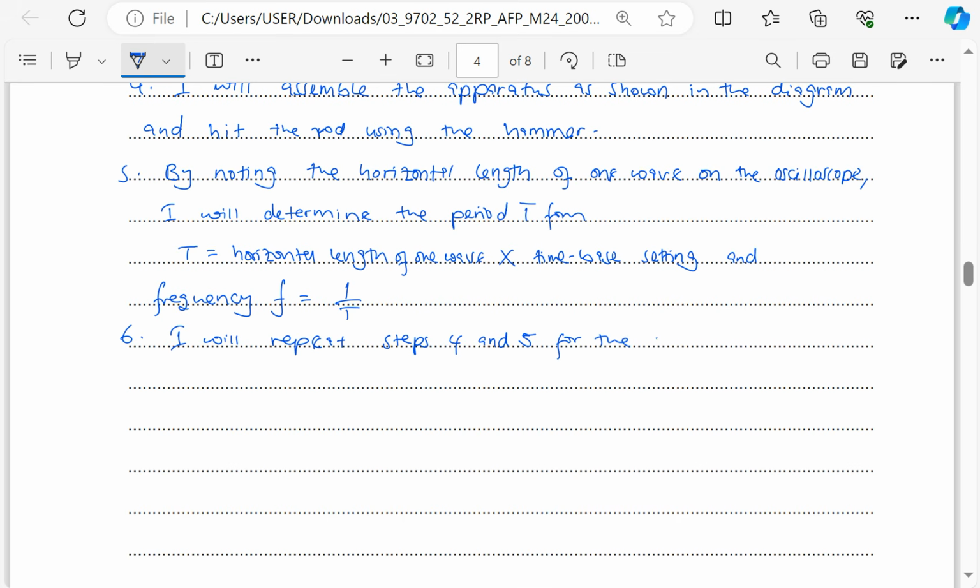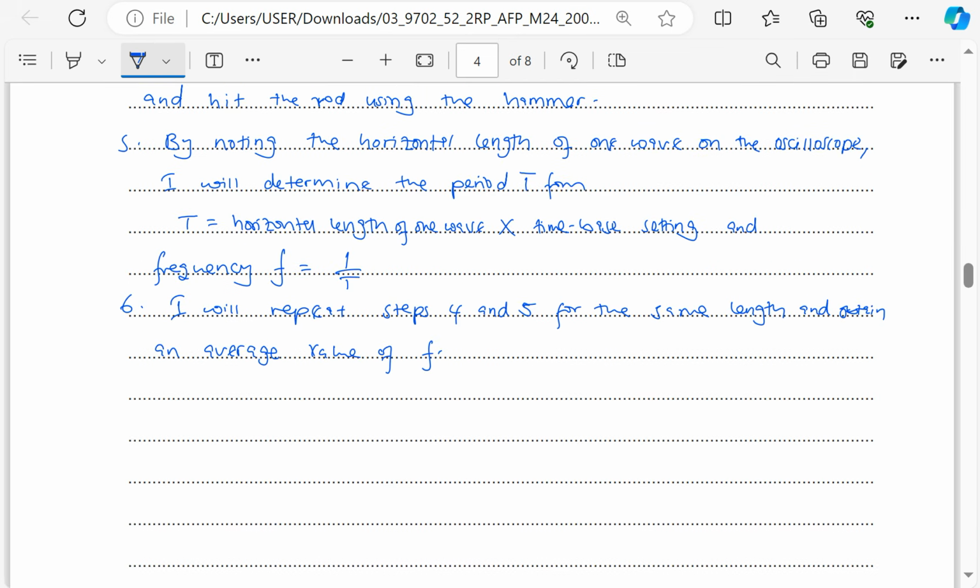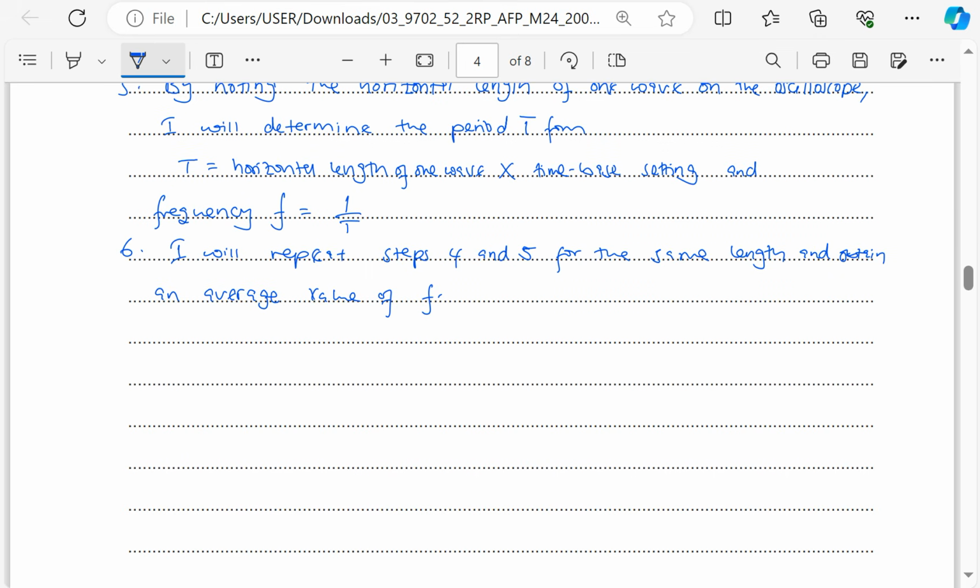For the same length, obtain an average value of F. So I need to obtain an average value of F. For such a measurement involving time, you need an average value. So I need to repeat the experiment to obtain an average value of F.